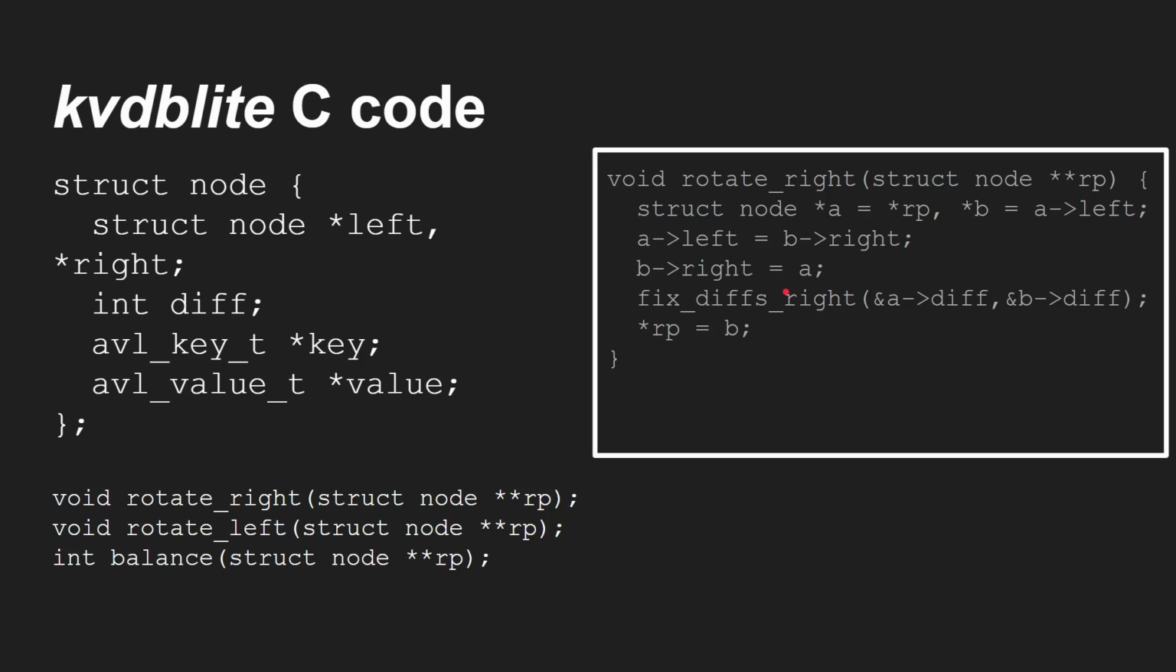So for example, here's the rotate code, rotate right. As we saw, literally, you pass in the node that you're going to rotate around, and then basically you set the left, set the right as I showed you, and then you fix the diffs. That means fixing this number here so that it reflects the correct height in the tree. Really quite simple. And then you return the root pointer, RP in this case, which was a double pointer, so you can just return it through the parameters.